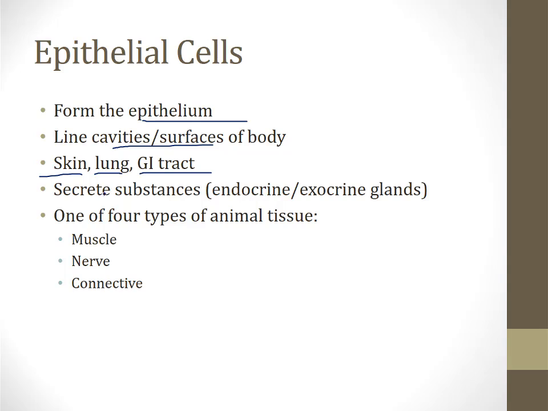These cells also secrete substances. In some cases, they form the endocrine and exocrine glands of the body, and they're one type of the four major types of animal tissue. One type is the epithelium, the other three types are muscle tissue, nerve tissue, and connective tissue.